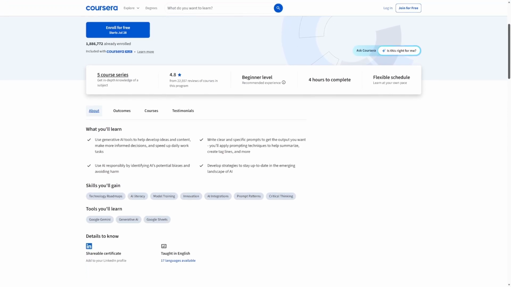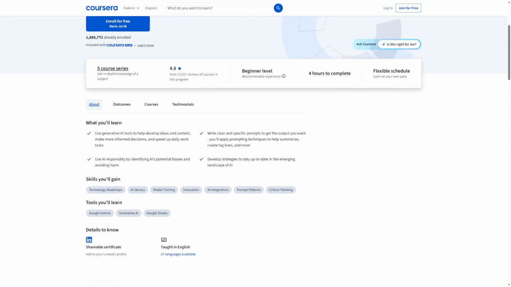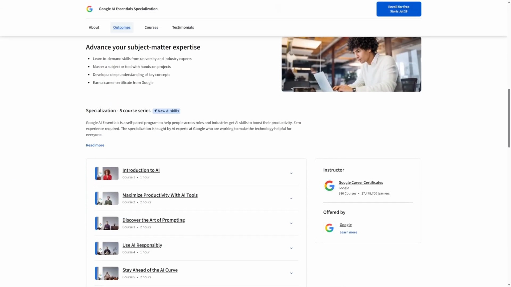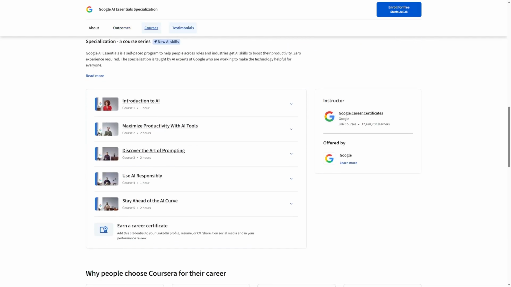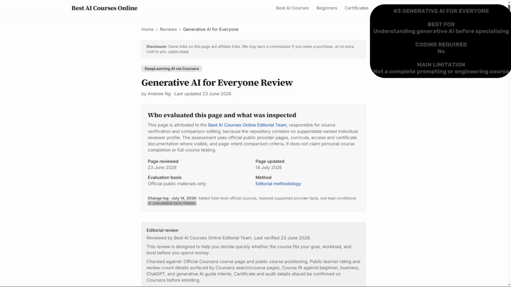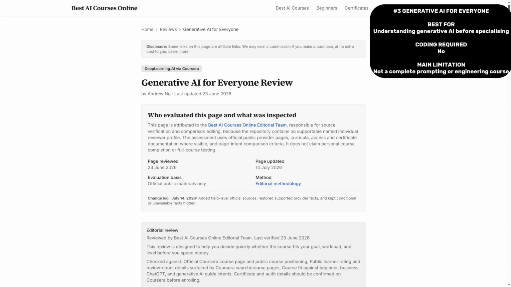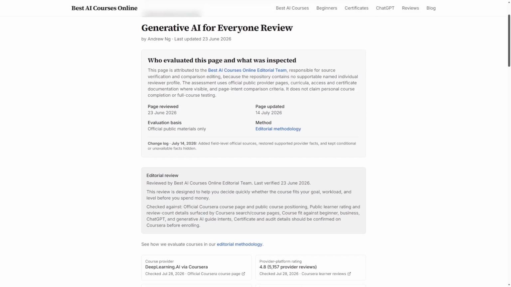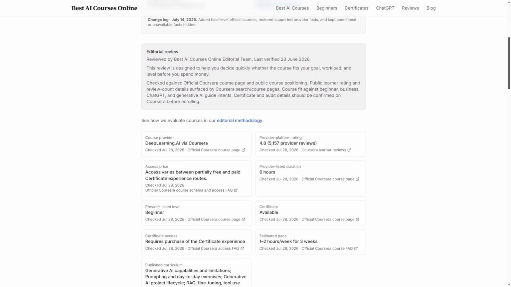The main limitation is depth. It is useful for workplace adoption, but it is too light for someone planning to become a machine learning engineer. A Google certificate is included with paid course access. Google currently lists a price of $49 per month after a 7-day trial in the United States and Canada, with prices varying by region. Third is Generative AI for Everyone, also taught by Andrew Ng through Deep Learning.ai and Coursera.